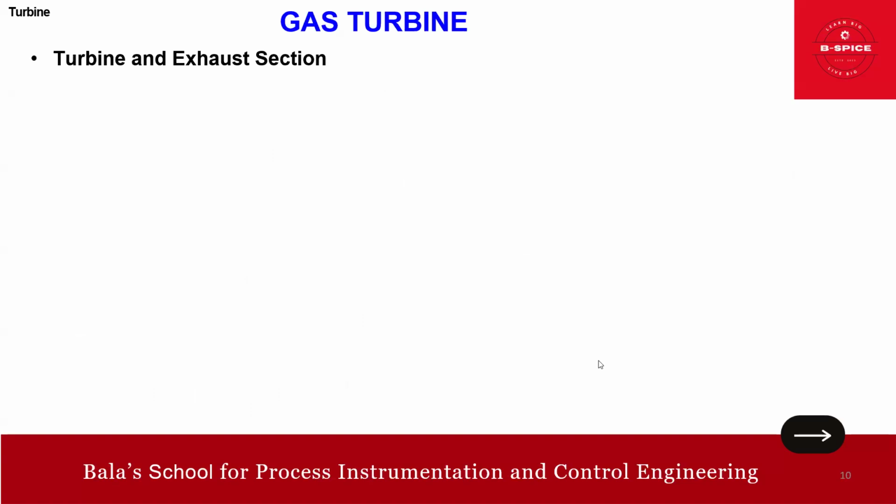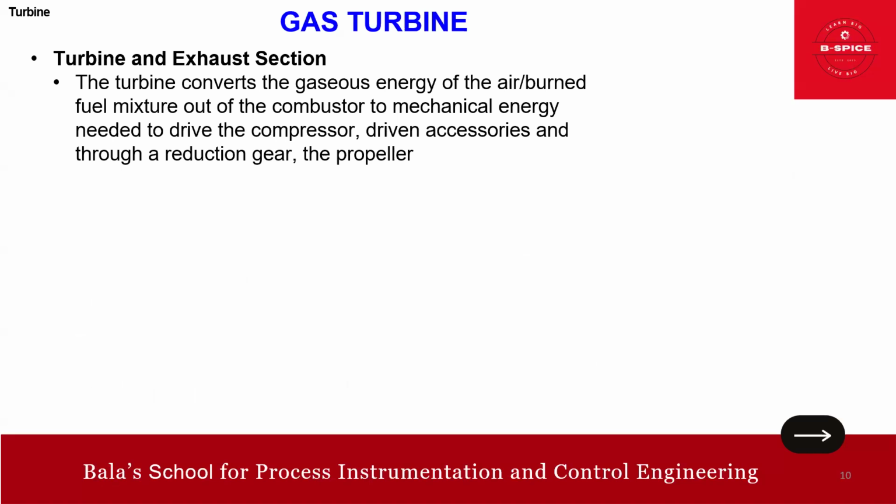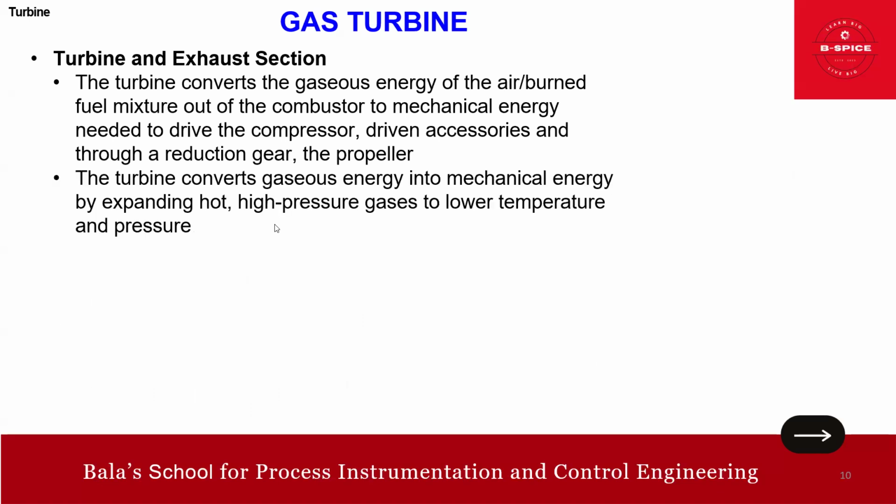So we are done with combustion. Now we go into the turbine and exhaust section. The turbine converts the gaseous energy of the air-burned fuel mixture out of the combustor to mechanical energy needed to drive the compressor, driven accessories, and through a reduction gear, the propeller. So the turbine converts gaseous energy into mechanical energy. How? By expanding hot, high pressure gas to lower temperature and pressure. You got it, friends? Just remember this, very important.